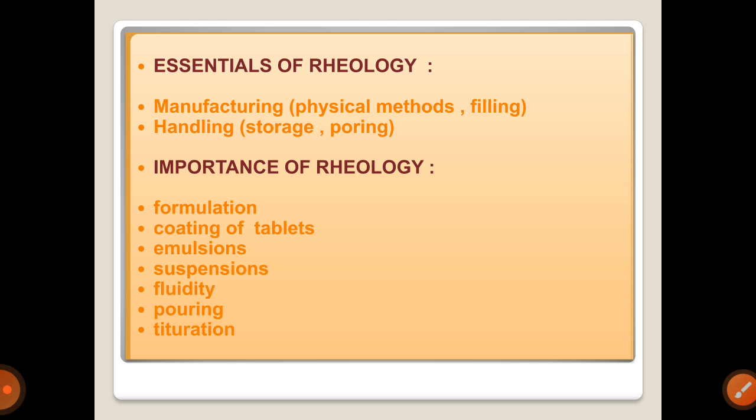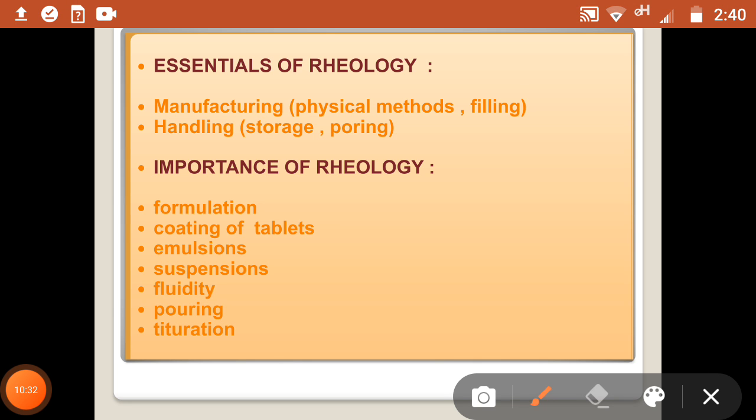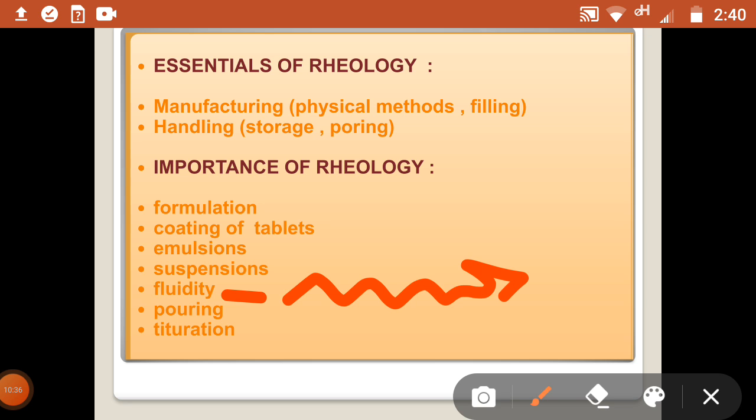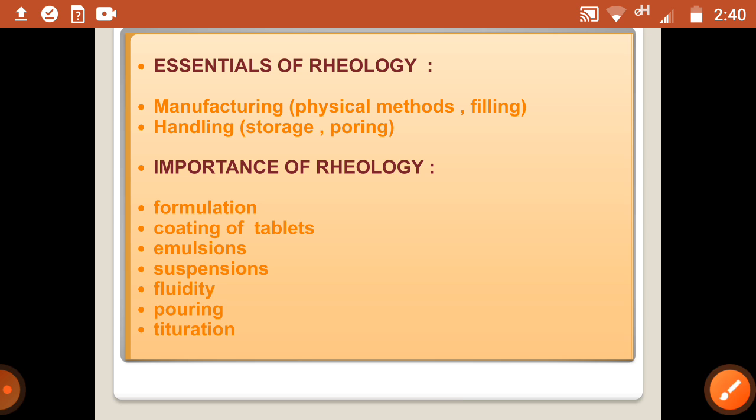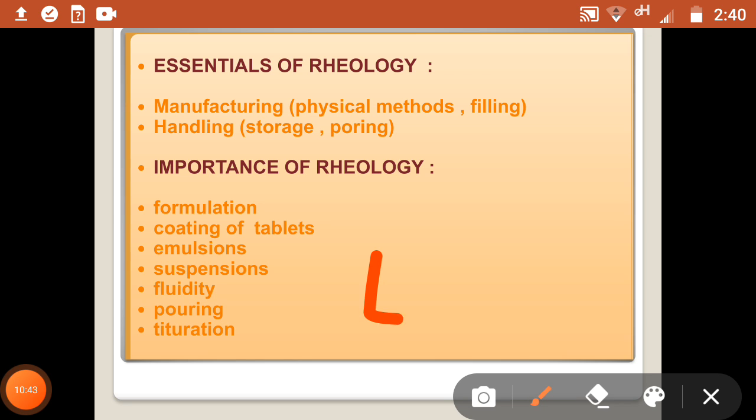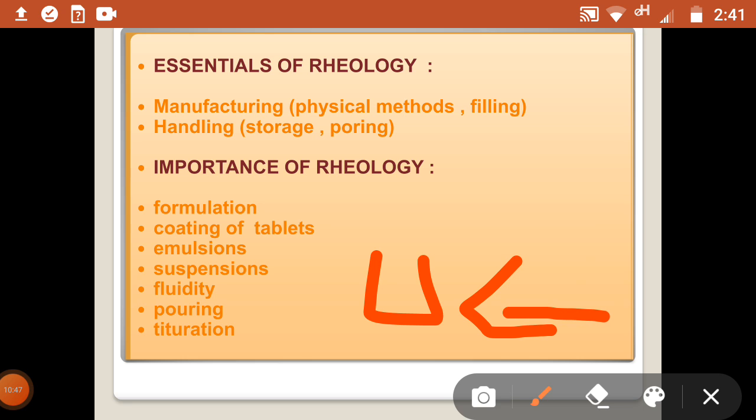Okay, the suspensions and fluidity. What is fluidity? Fluidity is the reverse. Fluidity is the active or fastest flow. How can this fast flow take place? Suppose you have a beaker and you tilt that beaker too much, the water can flow directly out without any hindrance.